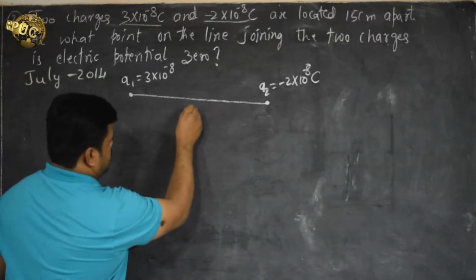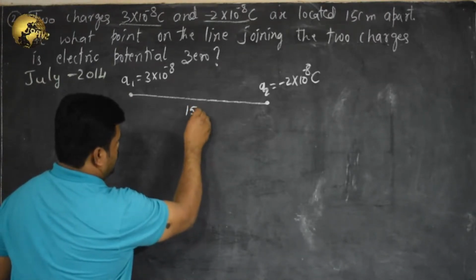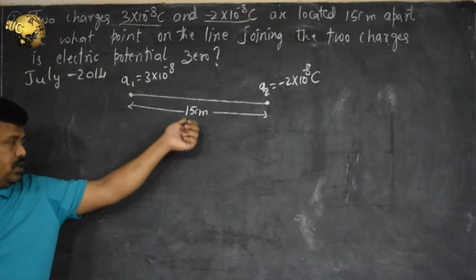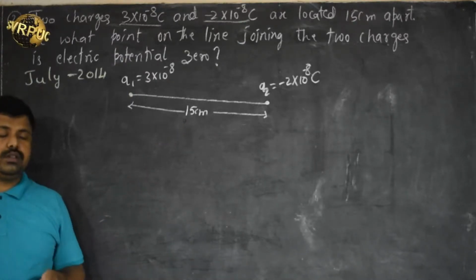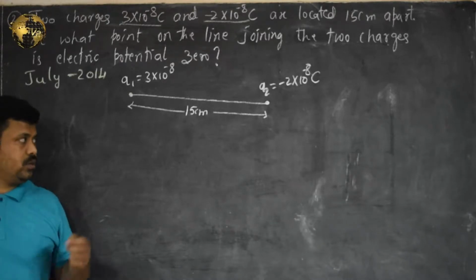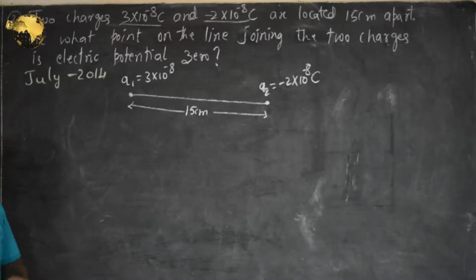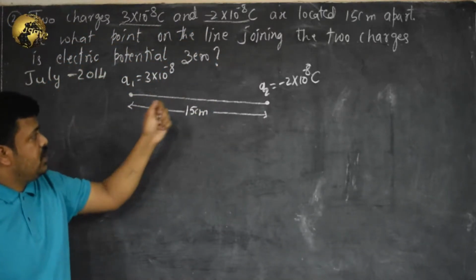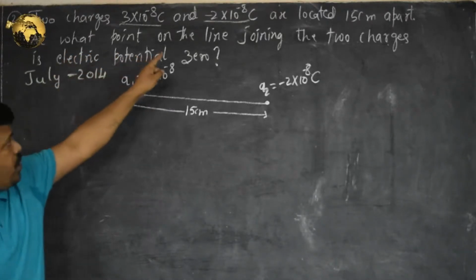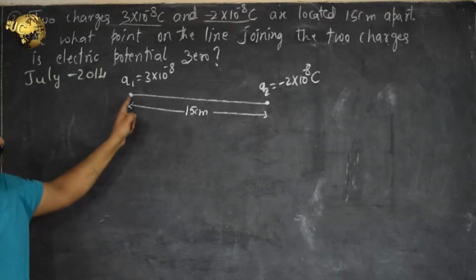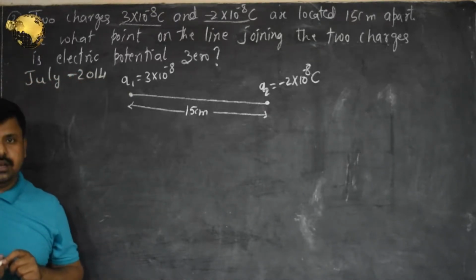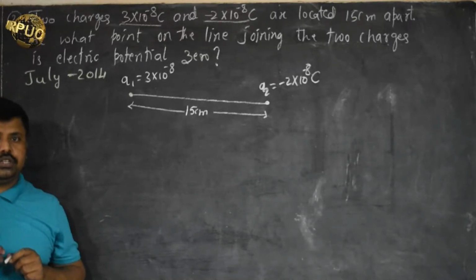Let's say the distance between them is, as they give, 15 centimeter. In this problem you can convert it into meter here itself, or on solving this numerical, finally we can convert it to meters. Both ways are allowed. So we have two charges Q1, Q2 located 15 cm apart. At what point on the line joining the two charges is the electric potential 0?